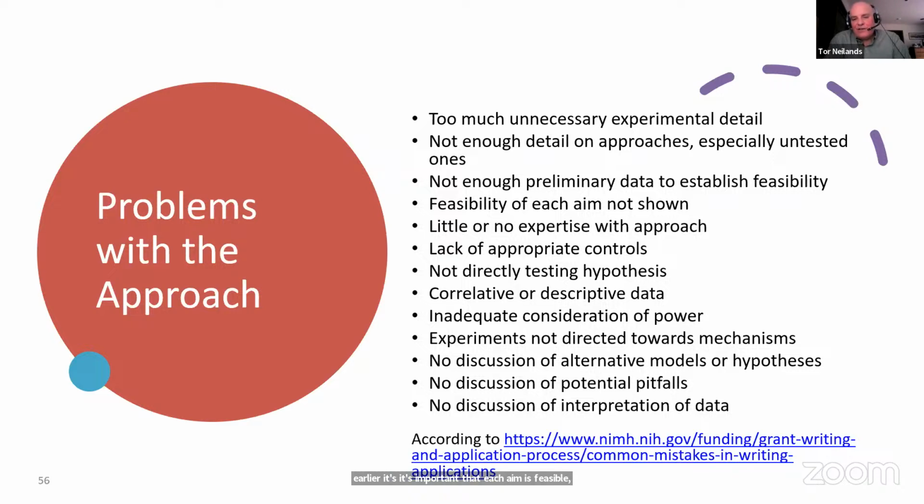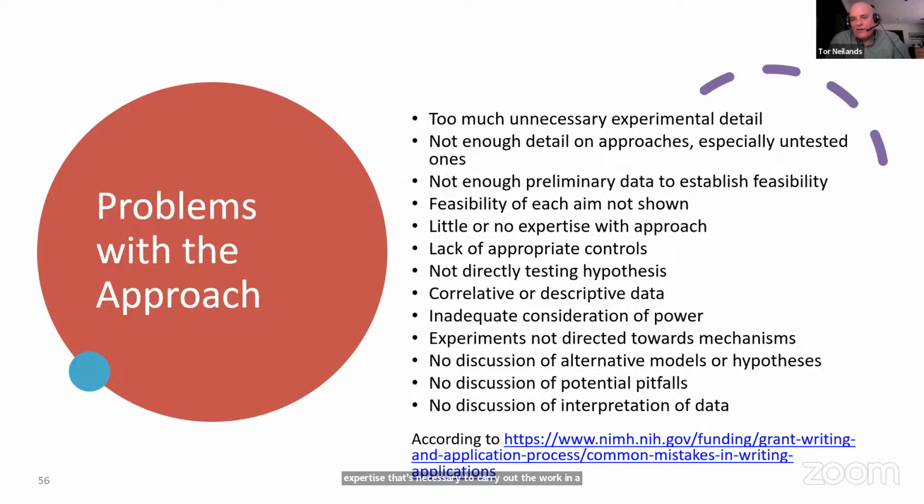Little or no expertise with the approach. So if you're a qualitative oriented methodologist and you propose a big quantitative trial, it's really incumbent upon you to leverage your connections and bring on partners who have expertise with the approach, so that the team overall has the expertise that's necessary to carry out the work in a rigorous way.